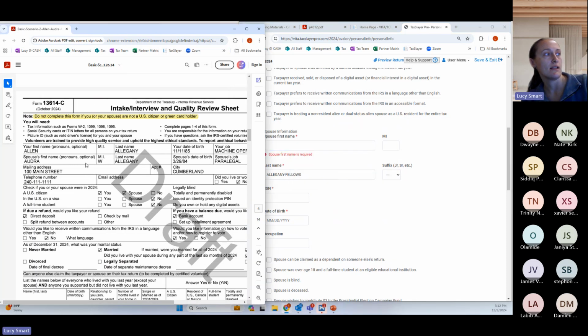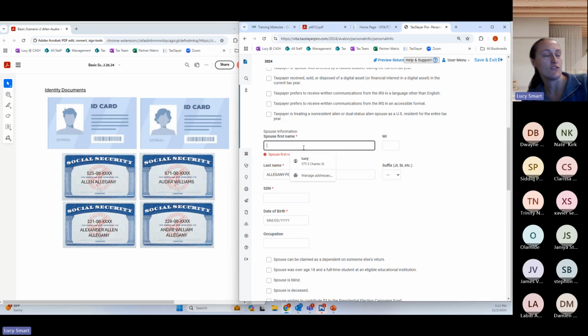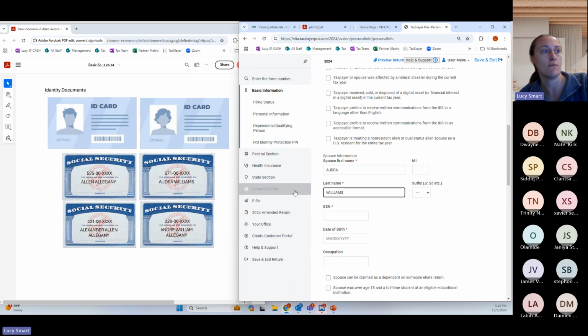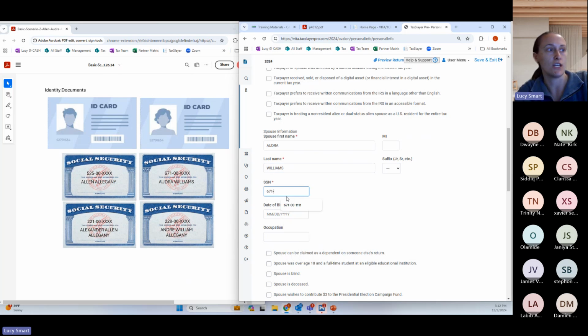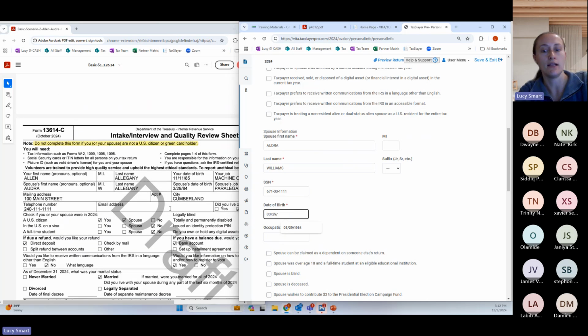So we can leave all those boxes unchecked and enter his wife's information. On the intake interview sheet, they've got Audra Allegheny. On her social, she's got Audra Williams. If she hasn't gone and changed her name officially, she needs to still be on here as Audra Williams. So remember, always use the name on the social security card. Enter her social security number and her date of birth, which is 3/29/1984. She's a paralegal, we see from the form. And none of these checkboxes apply to her either.